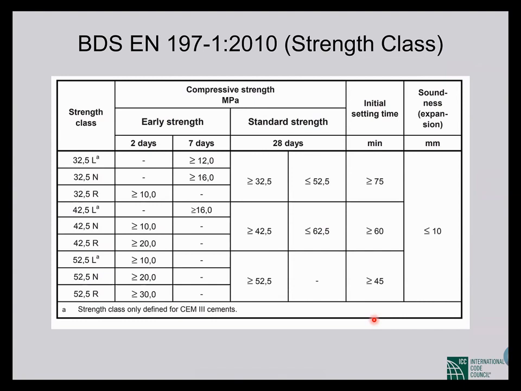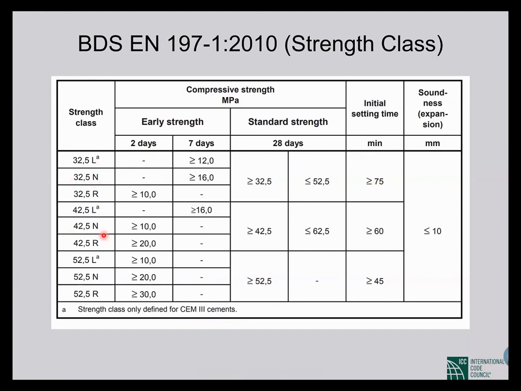Now, BDS EN classifies cement into different strength classes, like 32.5, 42.5 and 52.5. In European style, instead of a point, they use a comma. So 32.5, 42.5, these are the strength classes. In Bangladesh, both 42.5 and 52.5 are available. And there are these letters, L, N, R. What do they mean?